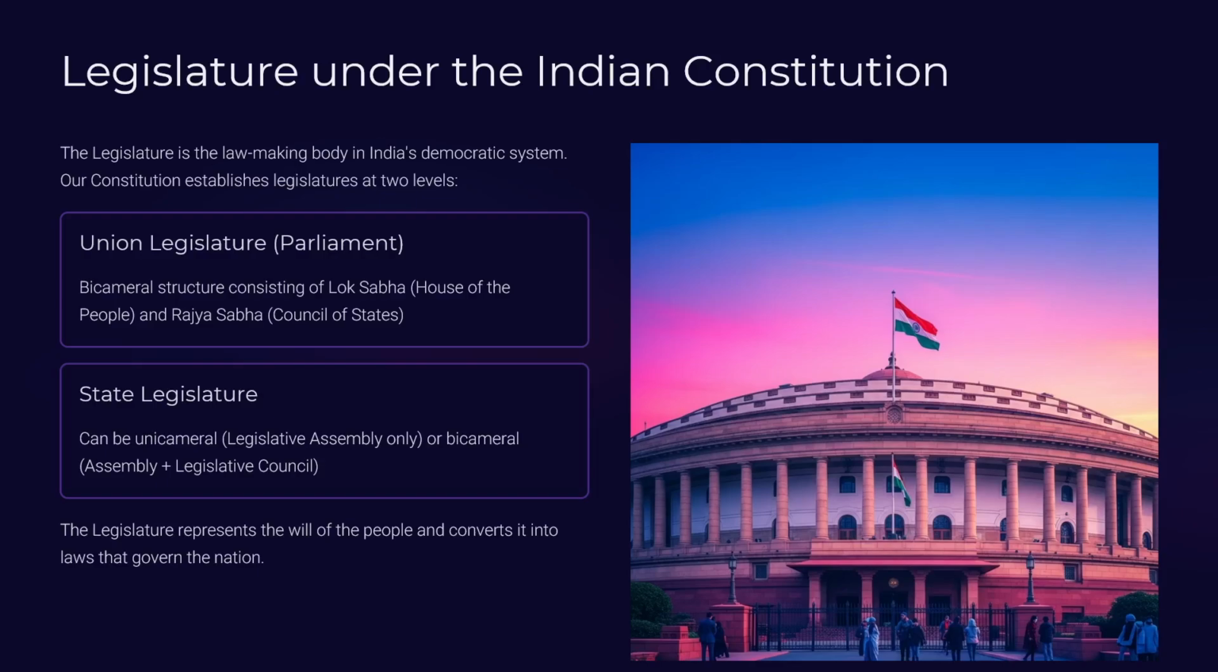The state legislature can be unicameral, that is only a legislative assembly, or bicameral, that is assembly plus legislative council. In the assembly, MLAs will be there, and in the legislative council, MLCs are there.